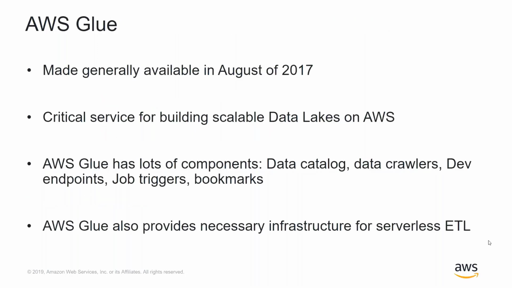But today, we are talking about an ETL process as it relates to AWS Glue. So let's learn a few facts about AWS Glue. First of all, it went GA, generally available, in August of 2017. So it's been a couple of years that this service has been generally available. Second, it's a critical service for our customers who are building data lakes on AWS.